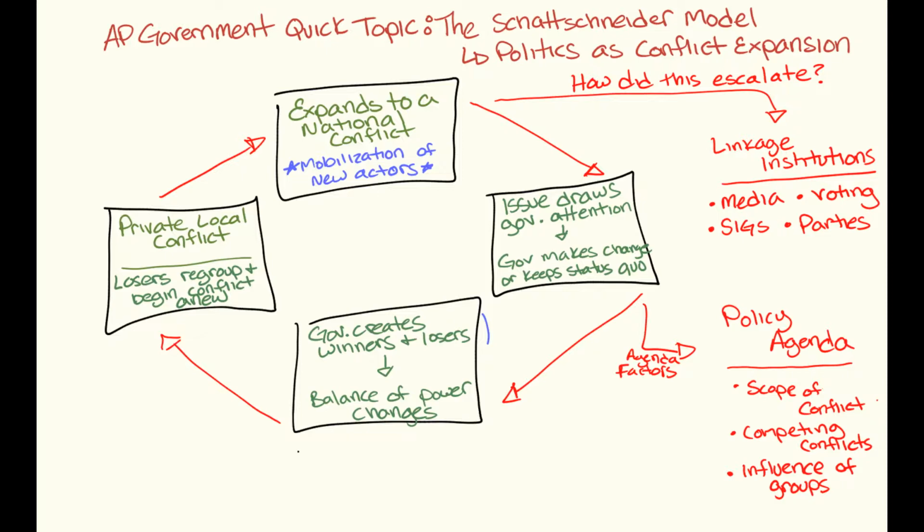Now, according to the Schattschneider model, this conflict will be picked up by linkage institutions and escalate into a national conflict. This is the part where you really want to tell the kids about linkage institutions if you haven't done so already. Linkage institutions are the institutions in our system that connect people to government and government to people. We can't communicate directly with our government. If I call up my senator, Ted Cruz is probably not taking my phone call, but we do have avenues to communicate with our government, and government has avenues to communicate with us, through these linkage institutions. Specifically, those are the media, the elections process, special interest groups, and political parties.